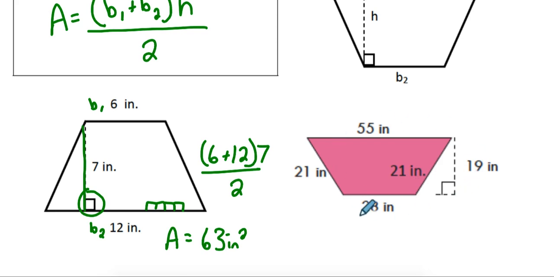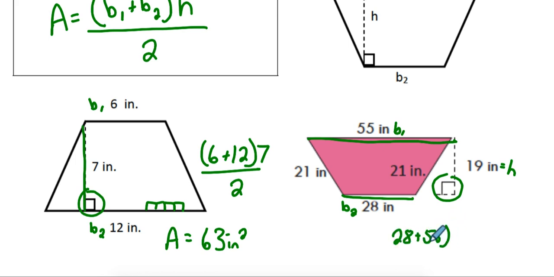Next one, you're going to see a lot of measurements, so you got to know what you're looking for. Your two bases are the two sides that are parallel to each other. So we can call this one base 1 and this one base 2. And it doesn't matter which one is base 1 and base 2. Your height is always the one that's at that right angle to our base. So this is going to be my height. So I'm going to do 28 plus 56. Add my two bases. Multiply times my height. And then divide by 2.